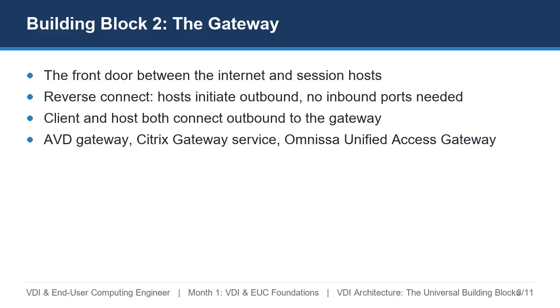The gateway sits between the outside world and your session hosts. Its defining trick in modern cloud platforms is reverse connect. The session host reaches out to the service first, so you never need to open an inbound firewall port on it. The client also connects outward to the same gateway, and the service brokers the two together. Microsoft manages this for you in AVD. Citrix calls its version the Citrix Gateway Service. Omnissa calls it the Unified Access Gateway. Same job, 3 names.